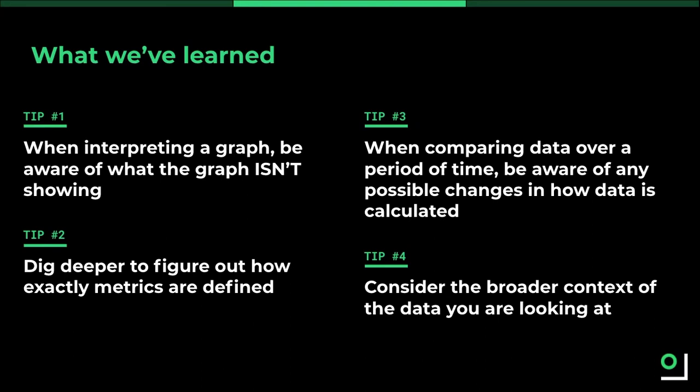First, we've seen how, when looking at graphs, it is important to be aware of what the graph isn't showing. Second, we walked through examples that demonstrate why it's important to dig deeper to figure out how exactly metrics are defined. Third, when making comparisons over time, be aware of the changes in methodology. And fourth, consider the broader context of the data you are looking at to ensure that you have a better understanding of what that data really means.